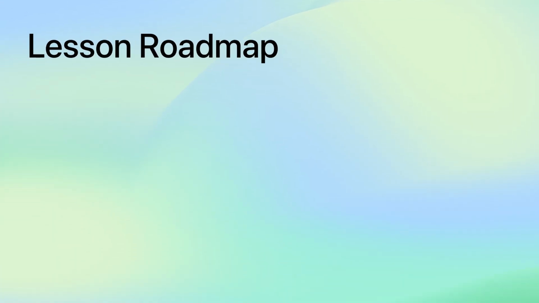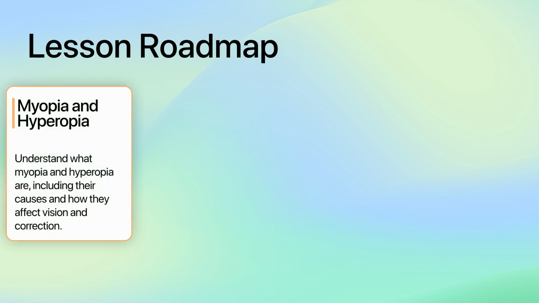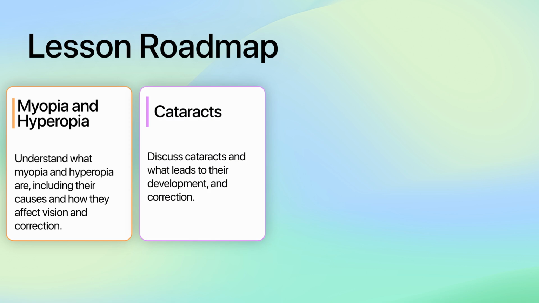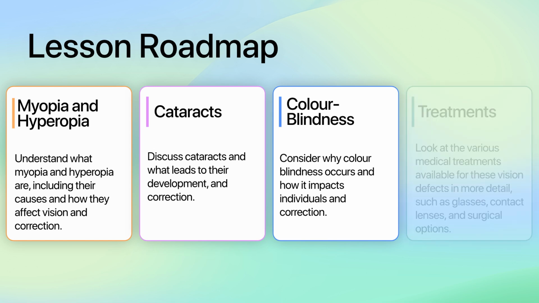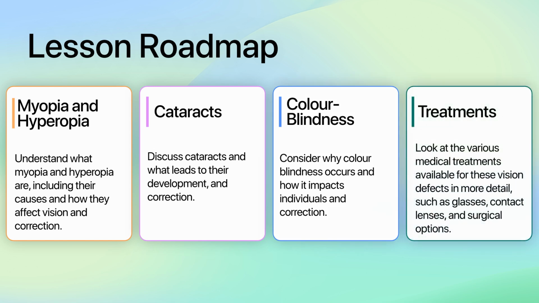In today's lesson, we will first understand what myopia and hyperopia are, including their causes and how they affect vision. Next, we will discuss cataracts and what leads to their development. Lastly, we will cover color blindness, focusing on why it occurs and how it impacts individuals. By the end of the lesson, you will also be knowledgeable about the various medical treatments used to address these eye conditions.